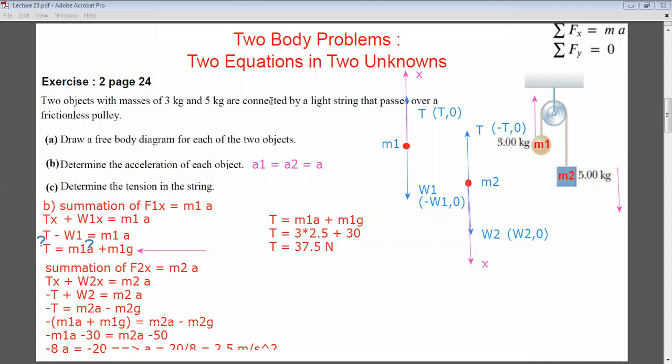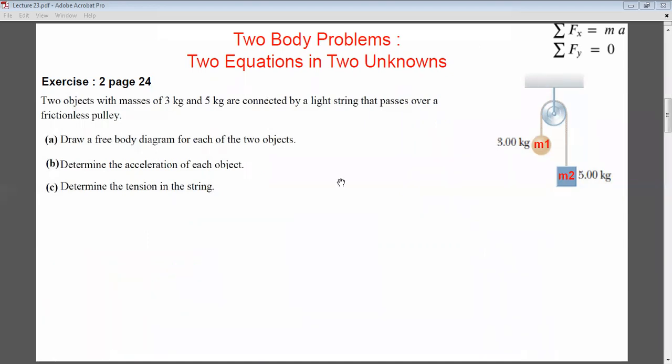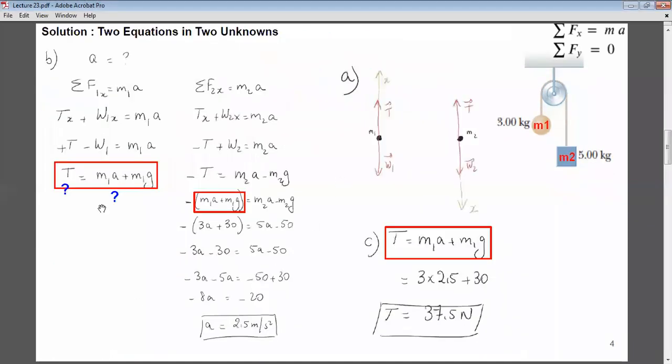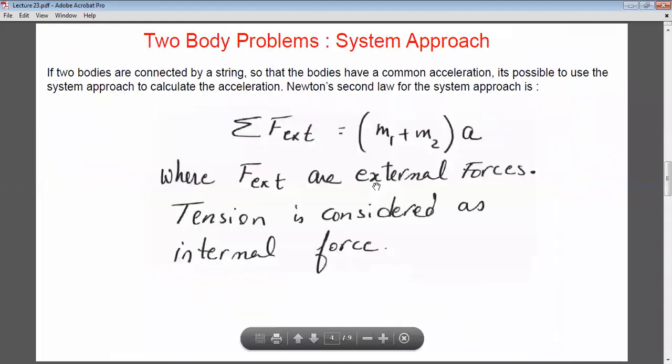Luckily, in problems where we have two objects, we can use something called the system approach. So here is the solution in two equations, two unknowns. Now, two body problems can be solved using the system approach. This happens if the two bodies are connected by a string so that they are both moving with a common acceleration. Then it's possible to use the system approach to calculate the acceleration.